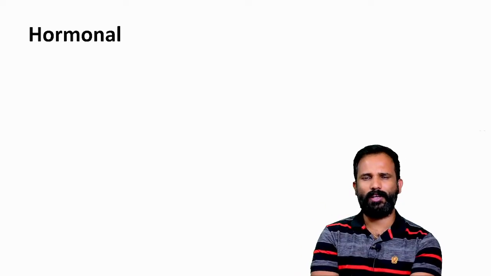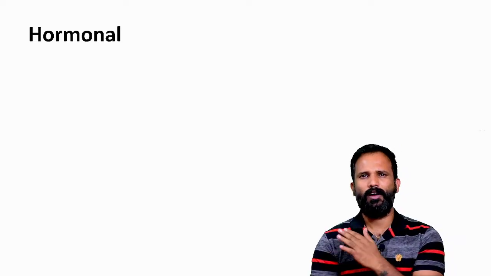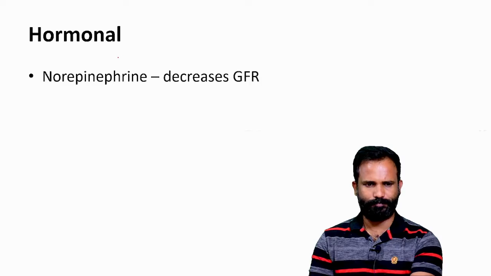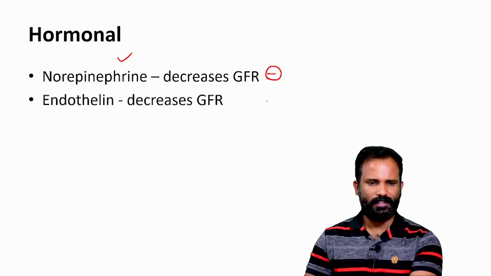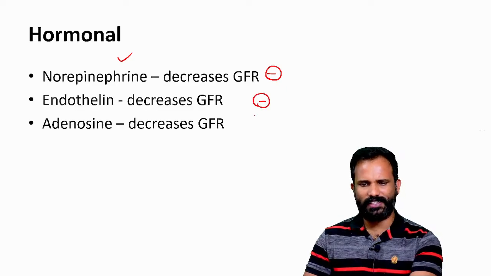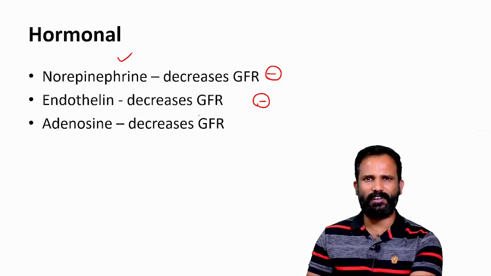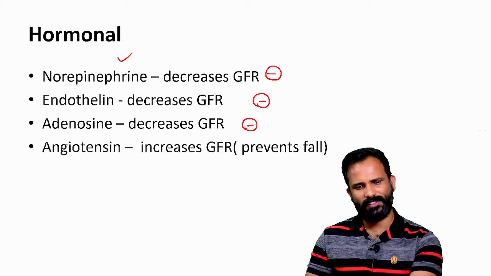Coming to the hormonal, simple. Whatever causes vasoconstriction decreases the GFR. Whatever causes vasodilatation increases the GFR. Norepinephrine is a sympathetic one, a vasoconstrictor, so it decreases GFR. Endothelin, vasoconstrictor, decreases GFR. Adenosine, usually adenosine is a dilator everywhere, but it is a constrictor in the renal vessels. So that is also a vasoconstrictor, and decreases GFR.